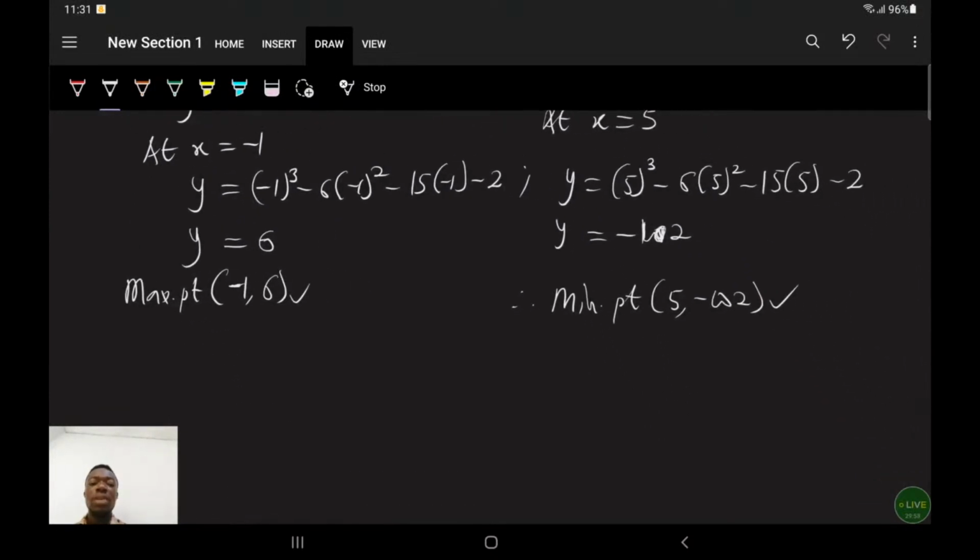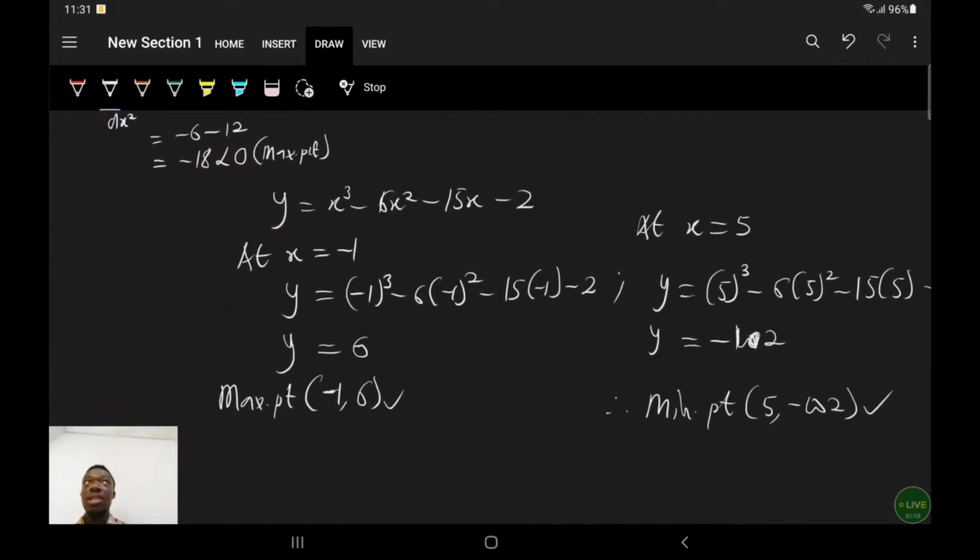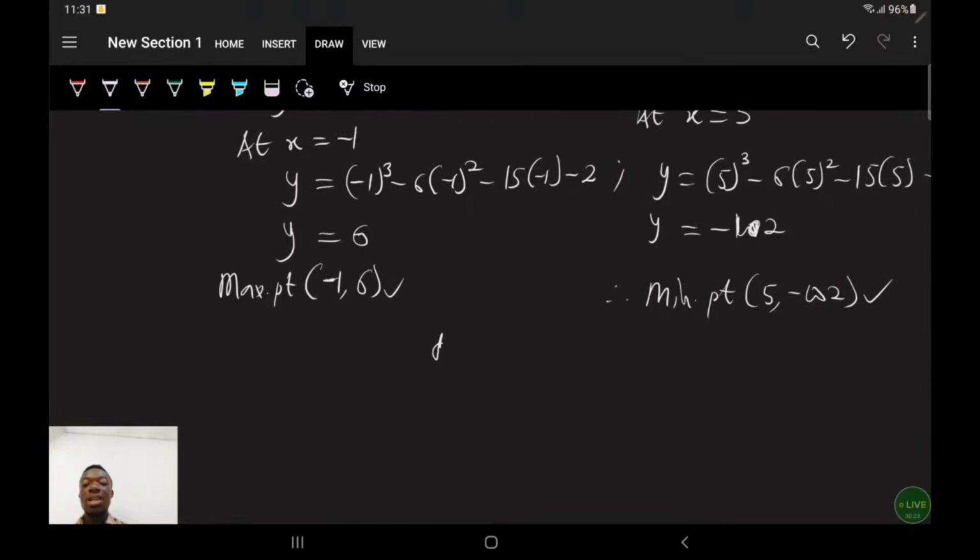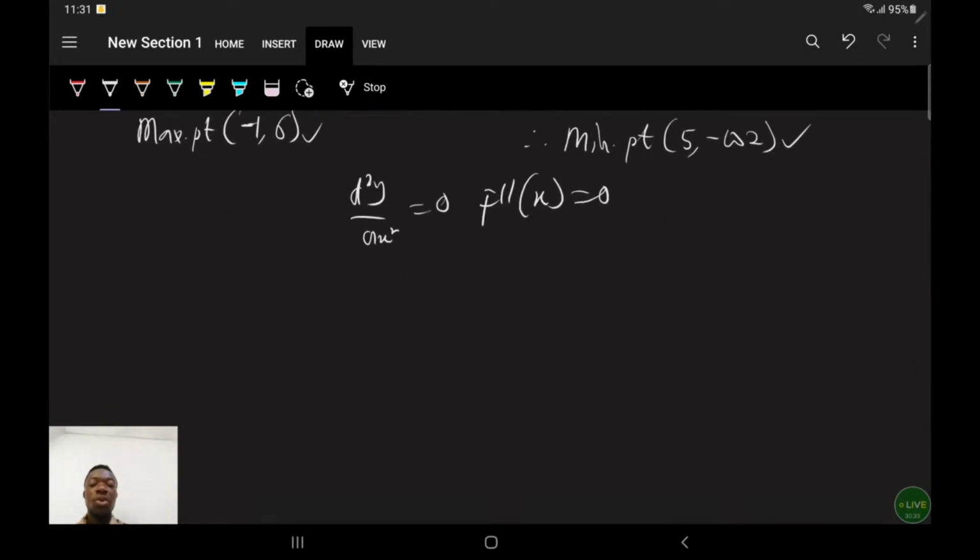So this is how we determine the nature of the stationary point of a particular curve, and the nature of the curve actually involved. So let's assume that when you find the second derivative and we substitute the value, we're getting 0. When you're getting 0, it means that that point is a point of inflection. At the point of inflection, the second derivative d squared y over dx squared should be equal to 0, or f double prime of x should be equal to 0. Please let's note this before we continue.